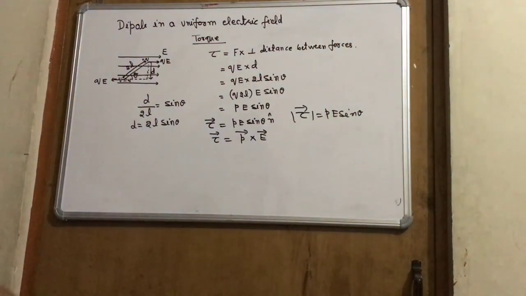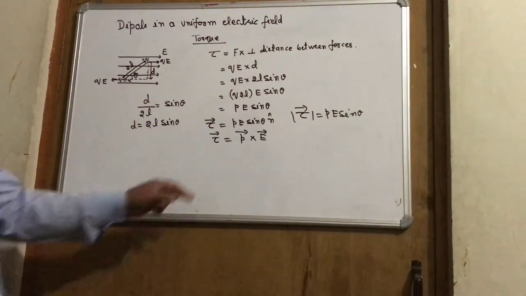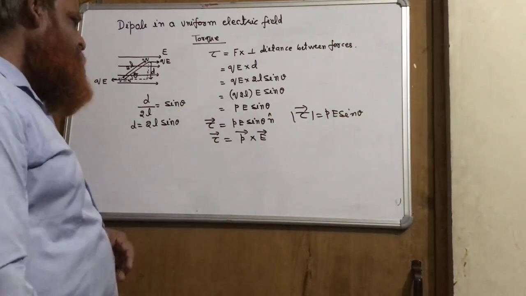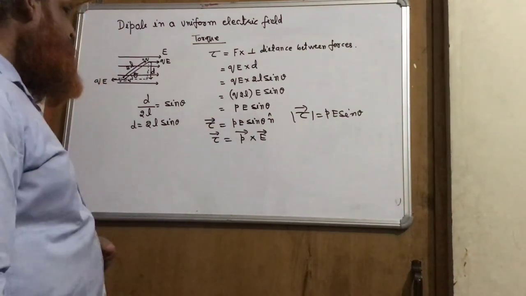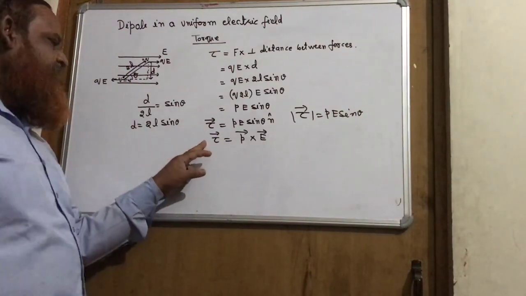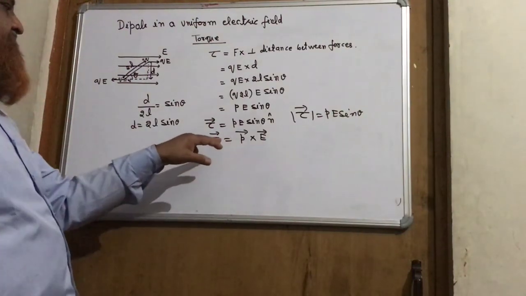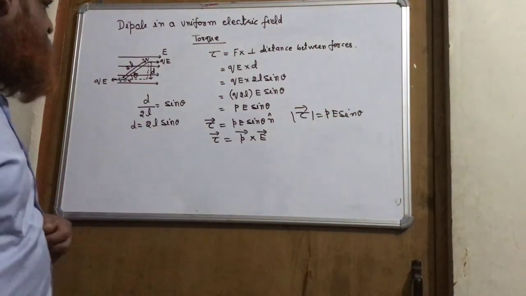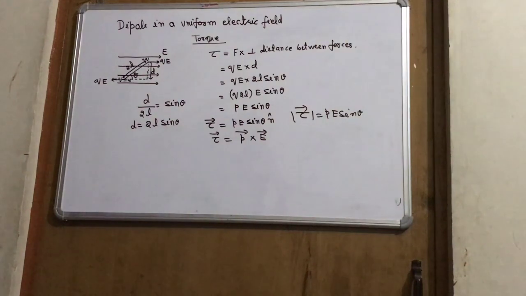What is the direction of torque? We know that the quantity obtained from the cross product of two vector quantities is perpendicular to both. So torque is perpendicular to p as well as E, meaning torque is perpendicular to the dipole moment as well as the electric field.